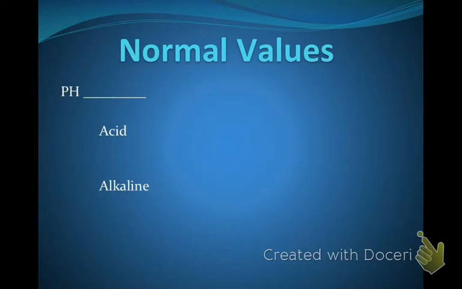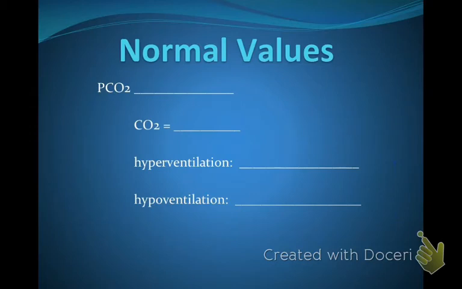So first of all, we need a normal, right? Before we can figure out abnormal. So normal pH is 7.35 to 7.45. The acidic side is anything less than 7.35, and the alkaline side is greater than 7.45. Normal values for CO2 are 35 to 45. So what is CO2? CO2 is acidic.